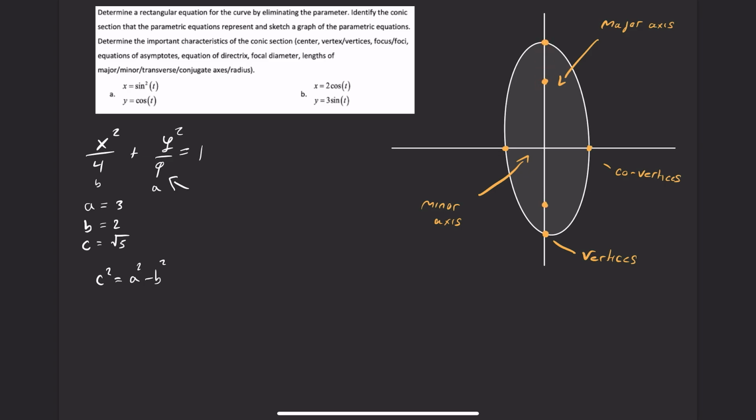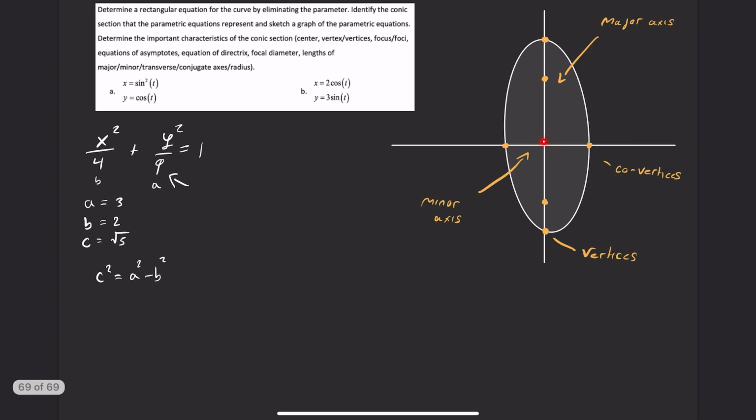Now, to determine the actual distance, well, we have A, B, and C. The distance from the center to a vertex is A, so this distance right here is going to be 3. The distance from a foci to the center is root 5, that's C. And then the distance from the center to a co-vertex, that's B, so B on either side. So now we can write our characteristics.